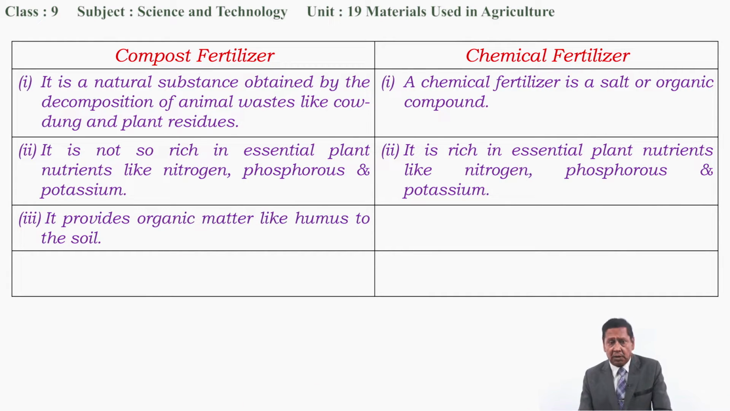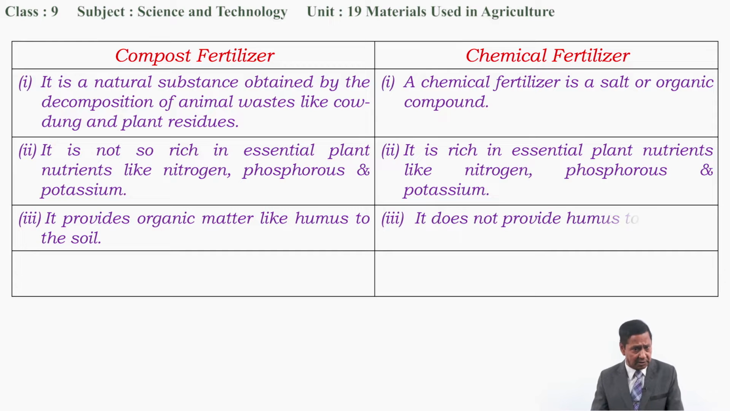Third difference, compost fertilizer provides organic matter like humus to the soil, but chemical fertilizer doesn't provide humus to the soil. This humus is actually decomposed organic matter, and this humus is very necessary for the good growth of plants, and chemical fertilizer doesn't supply humus to the soil.